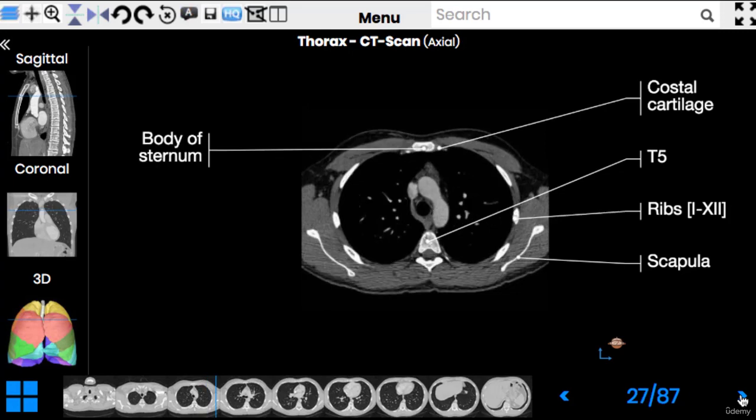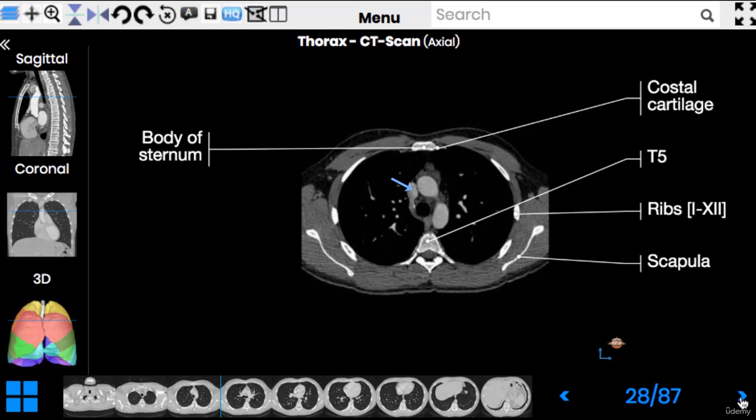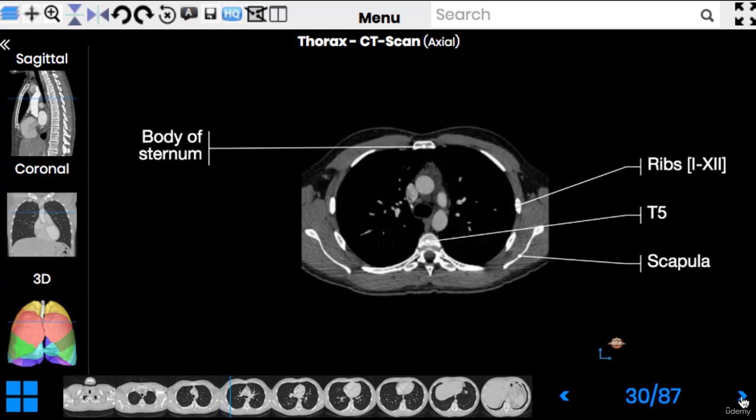Well, as I go down, you see two arches now running around the trachea. On my left, here we have the arch of the aorta, but on the right side we have another arch. This is the arch of the azygos vein. And the azygos vein enters the superior vena cava.